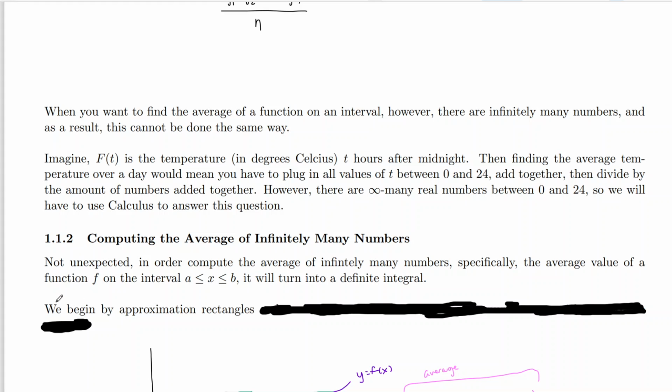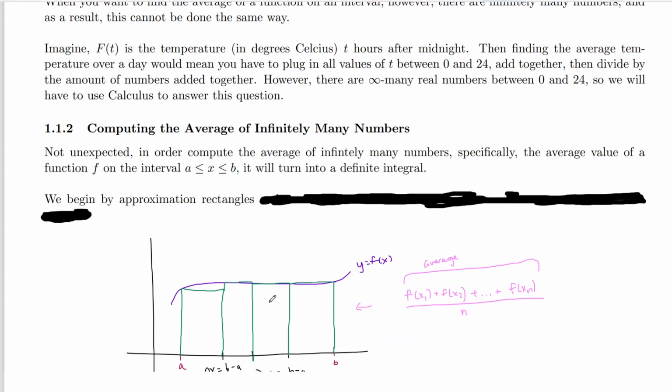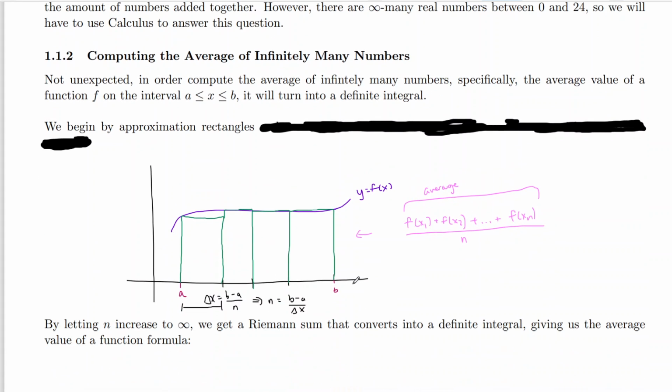And the easiest way to see this is we begin by approximating with rectangles like we always do, but we do it in a different way. Because what we're interested in doing is figuring out the average value of a function. So we want to add up f of x1, f of x2, basically plug in all the x values we can, and then divide by the number of them. Well, in this example, I just have 4 rectangles drawn, so that would be 4 x values that we're plugging in, and we would want to divide by 4.